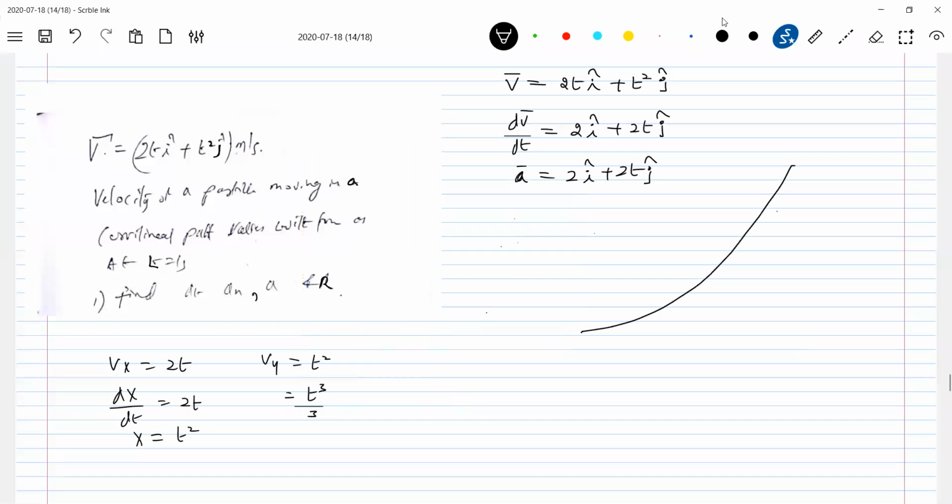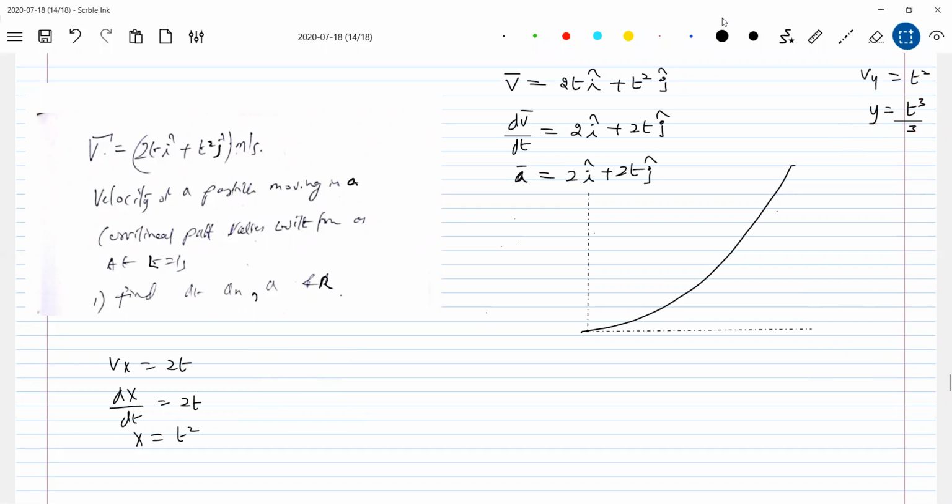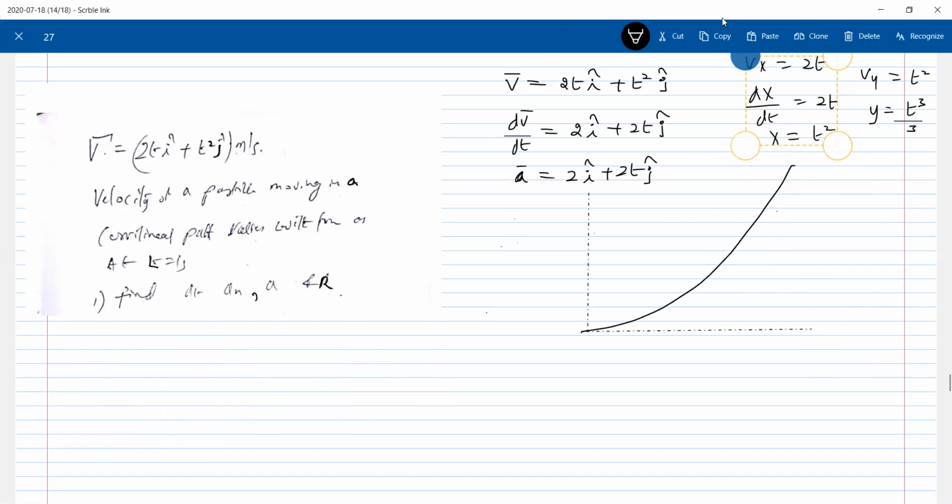Okay, I'll readjust this one. This will be y. Now let's go back to the basic definition. I'll keep it in the corner because they are not very important for us. Now, how do you define tangential acceleration?